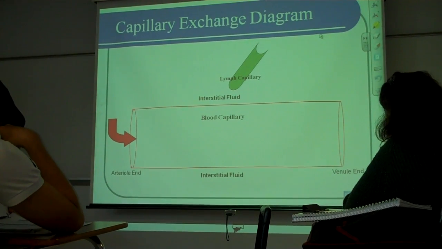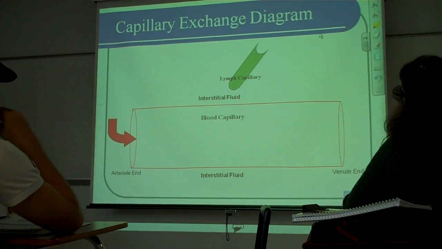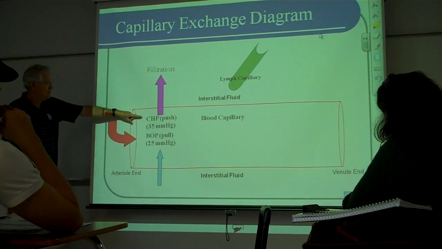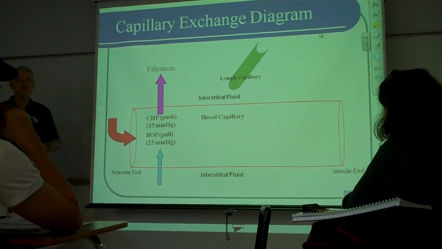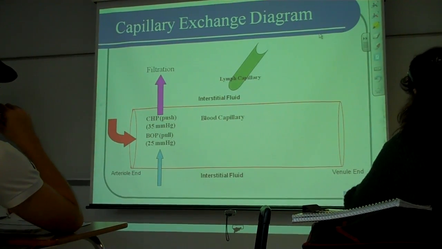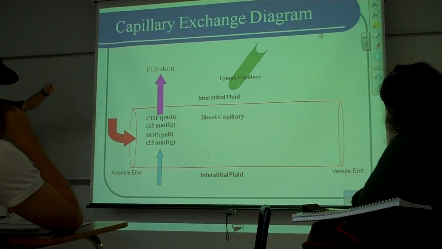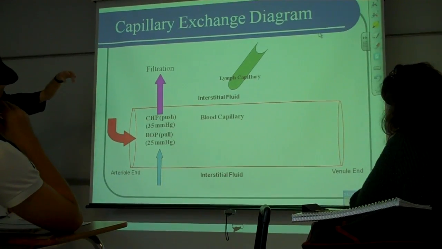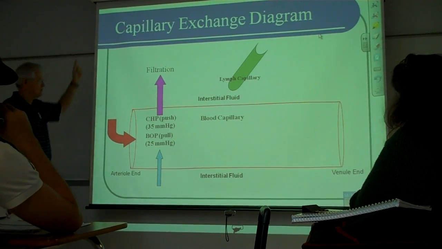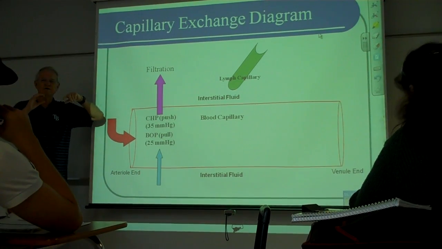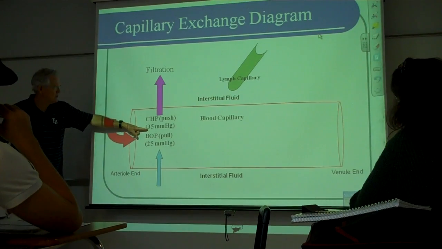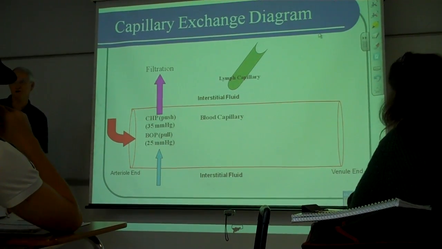And we're going to see why in just a moment. But on the arterial end, we're going to see a lot of stuff happening right here when I click the clicker. You're going to see CHP plus 35 millimeters of mercury. When the blood pressure started out at the heart, the mean arterial pressure might have been nearly 100 millimeters mercury, but now it's fallen down all through the arterioles particularly. And before it got into this capillary, it's now 35 millimeters mercury.